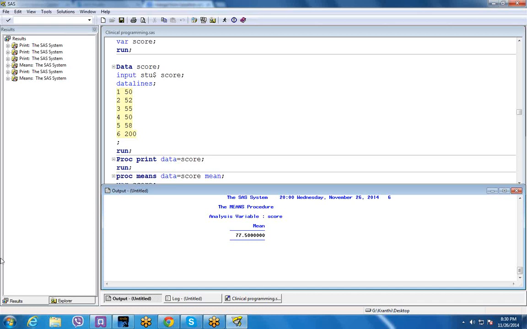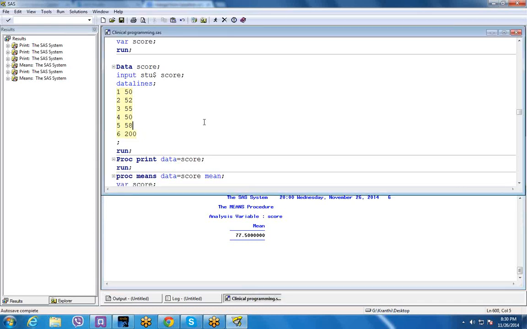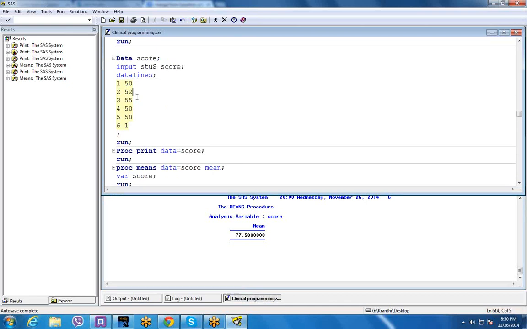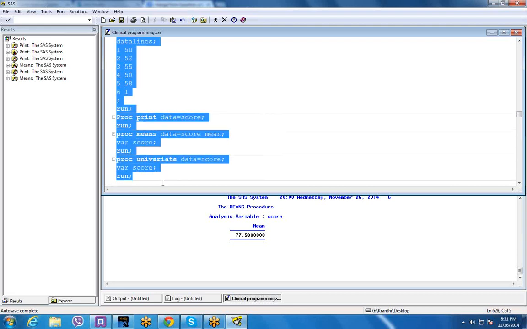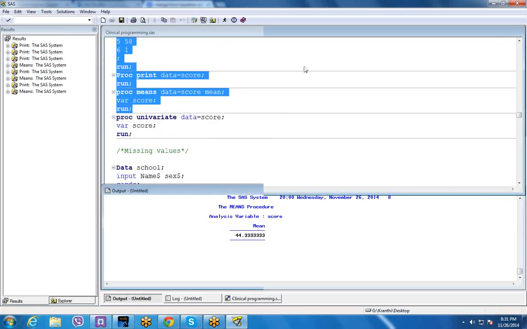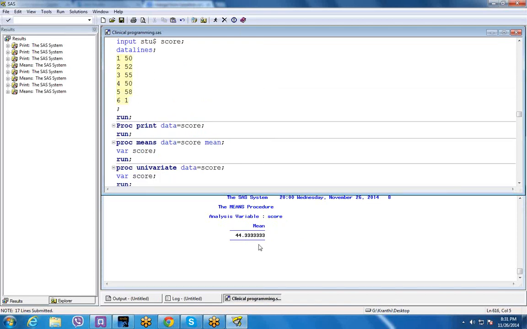So this is wrong. It is best to delete the 200 and then do the analysis. Or else, see this one, 50, 50, and a person got 1. Then when you do the calculation, it is showing 44. So 44 also is not related, it's a left skew, meaning the indicator is coming down, it's not in the center. It's a left skew.